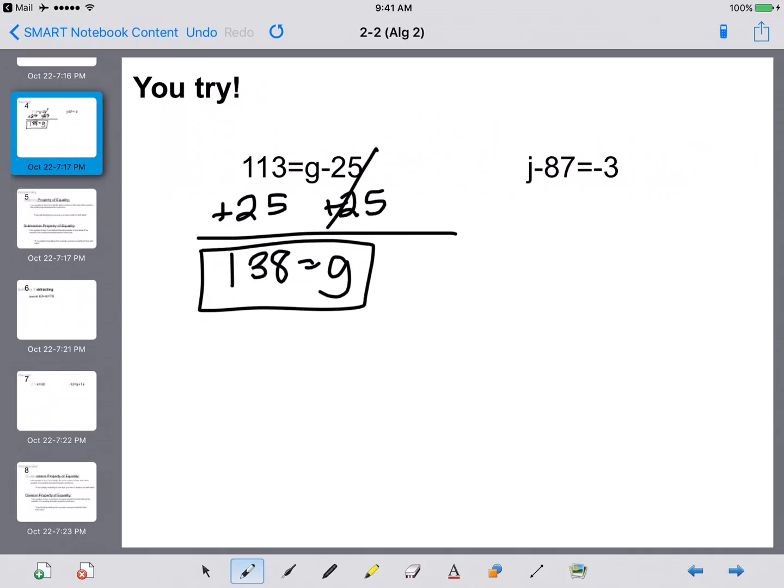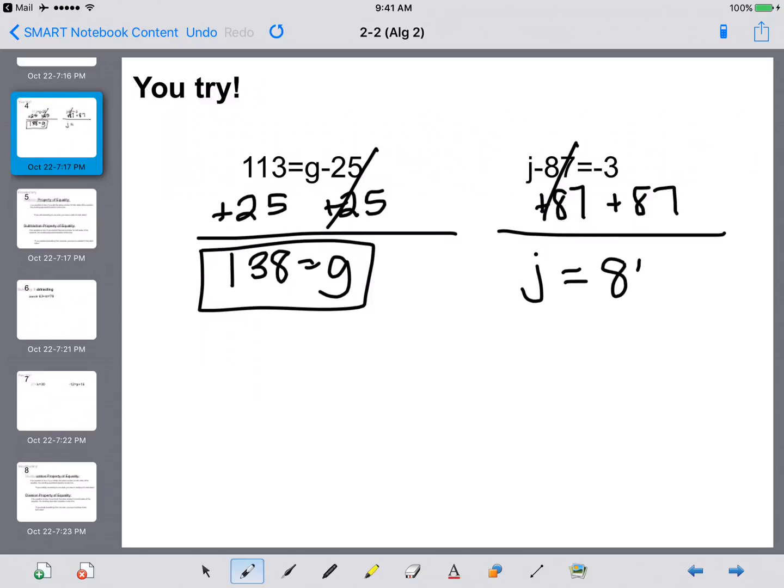j minus 87 equals negative 3. Got to get j by itself first, so we're going to add 87. What you do to one side, you do to the other. We didn't touch the j. Minus 87 plus 87 is 0. And that equals negative 3 plus 87, which is 84. So j equals 84.